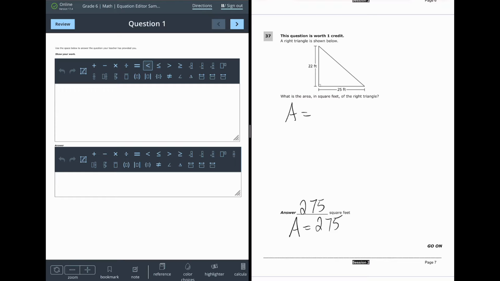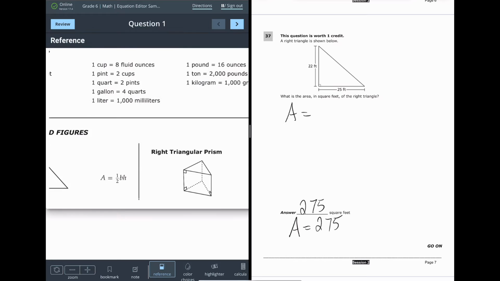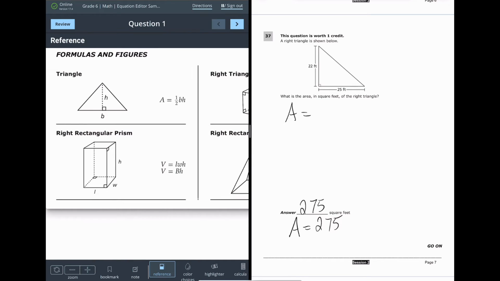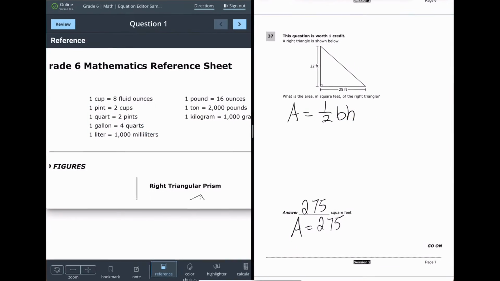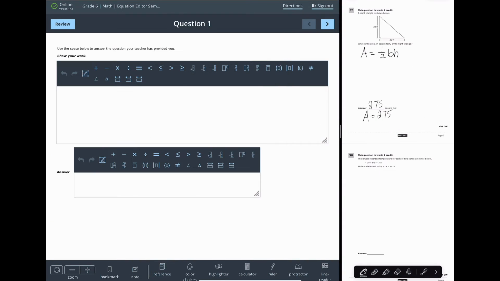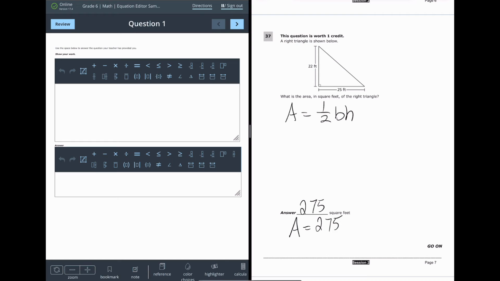And all you're going to do is use your area formula. And if you don't remember what that is, you can hit your reference. And there you have it. Area equals 1/2 base height. So again, if you're not sure how to do that, that's all you would have to hit. Let me make this a little smaller on this side so I can cross it out. There we go. All right, and now I'm going to just substitute my numbers. I have my height and my base here. So area is equal to 1/2 times 25 over 1 times 22 over 1.